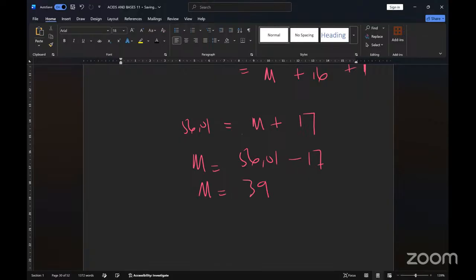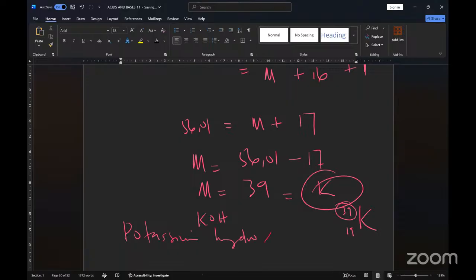And if you go to the periodic table, the element with the relative mass being 39 is potassium. Check the periodic table. K is potassium. I think it's written like this: K, 39, and then this is 19. It's potassium. So this is called O. Actually, the substance should be KOH, and the name is potassium hydroxide. So this is how you calculate it.